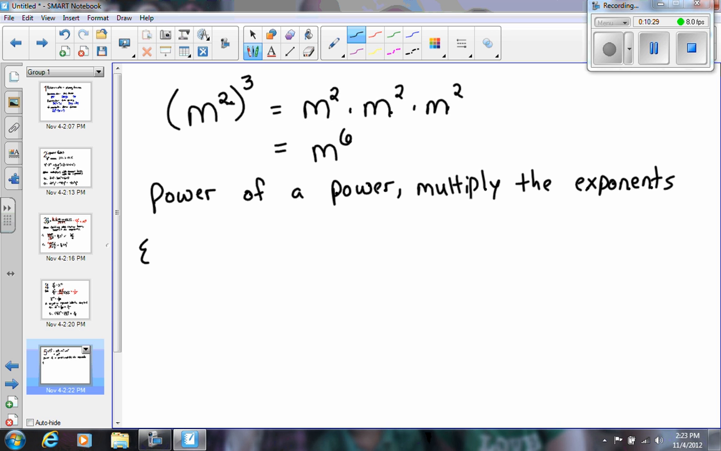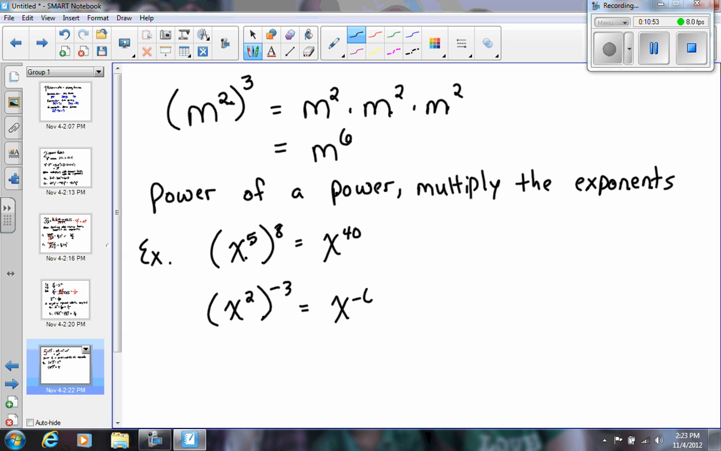So for example, if you have x to the 5th raised to the 8th power, you end up with x to the 40th. If you have x squared raised to the negative 3rd power, power to a power, you multiply, so we get x to the negative 6th. But remember, that's a negative exponent, so I'm going to flip this over and say this is the same as 1 over x to the 6th.